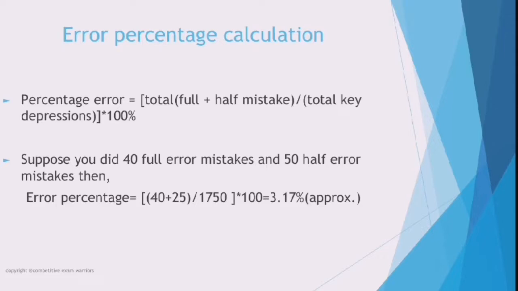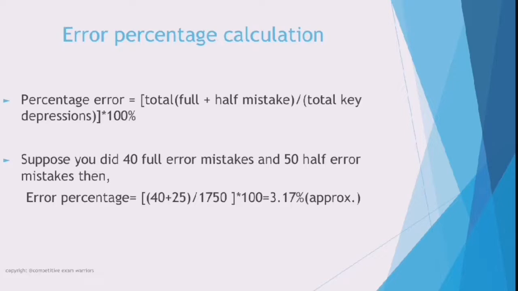Now lastly, coming to the main aspect of this topic: I have told you that I will teach you how to do error percentage calculation. So the formula goes this way. You first have to tally the total of full plus half mistakes, and this total will be divided by total key depressions, that is 1750. Generally it's given, sometimes it may be 1 or 2 or 3 key depressions extra, but mainly it is 1750 only, and this will be multiplied by 100, and that will give you the desired result, the percentage error.